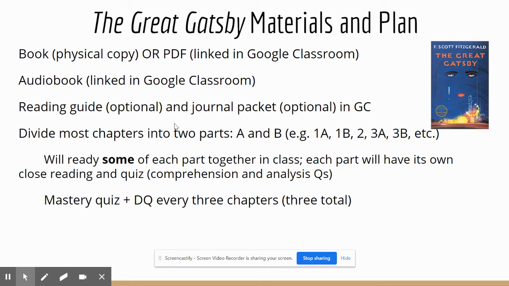Then every 3 chapters, there's going to be a mastery quiz and discussion question. So there's going to be 3 total, since there are 9 chapters in the book. It's really important that you keep up with your reading so that you do well on these.